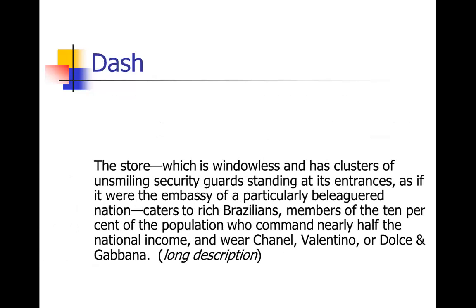One more example. I pulled this out of something I was reading in the New Yorker. It says, the store, which is windowless and has clusters of unsmiling security guards standing at its entrances, as if it were the embassy of a particularly beleaguered nation, caters to rich Brazilians, members of the 10% of the population who command nearly half the national income and wear Chanel, Valentino, or Dolce & Gabbana. So notice that there's this whole great long description just dropped right into the middle of the sentence. And notice that it's okay for the reader, because that's the expectation with the dash. You can do that with a dash.